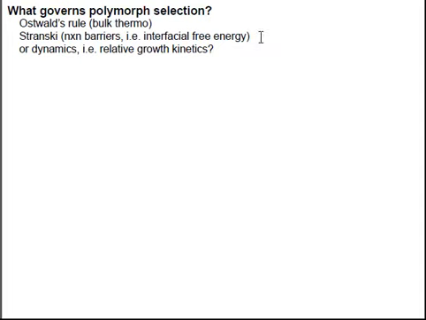And here, what I'm going to do is go through and outline how we can actually analyze things from the viewpoint of Stranski and Krastanov, which is really coming down to looking at differences in interfacial free energy between different polymorphs.